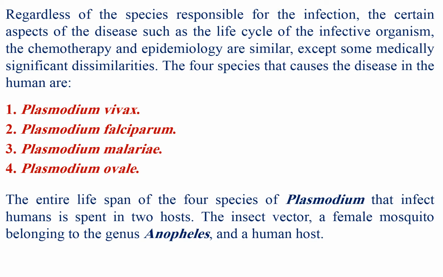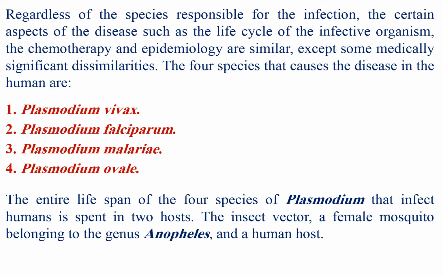Regardless of the species responsible for the infection, certain aspects of the disease, such as the life cycle of the infective organism, the chemotherapy and epidemiology, are similar, except for some medically significant dissimilarities. The four species that cause the disease in humans are: 1. Plasmodium vivax, 2. Plasmodium falciparum, 3. Plasmodium malariae, 4. Plasmodium ovale.